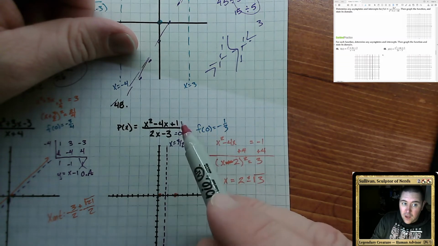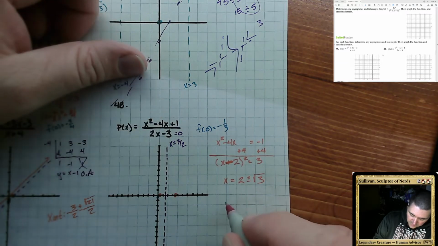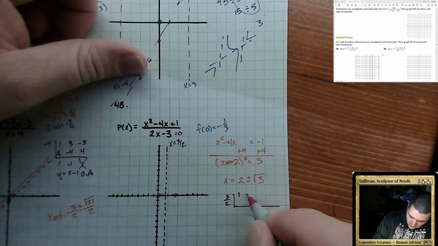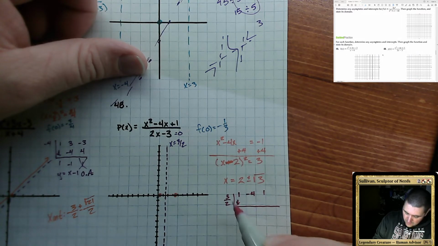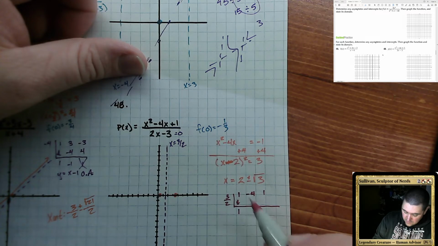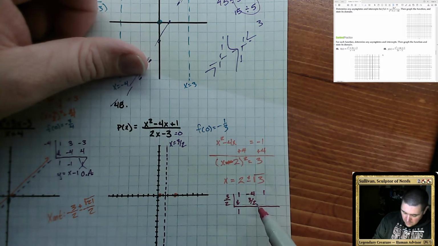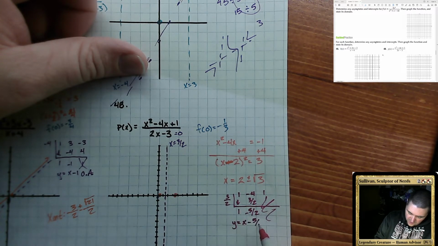Next, I need to find what my oblique asymptote is. I'm going to do that with synthetic division because I have to divide by a linear. 3 halves into 1, negative 4, 1. Half of 1 is, well, a half, times 3 is 3 halves. Negative 4, or negative 8 halves, plus 3 halves is negative 5 halves. And then remainder. So we might think this is x minus 5 halves.